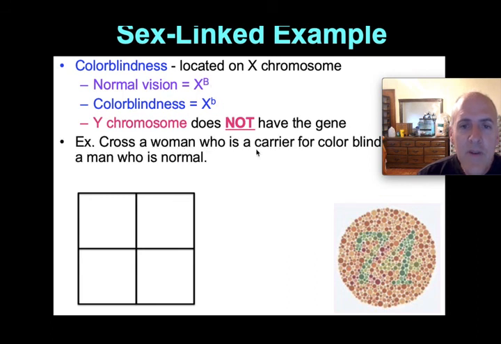So if you cross a woman who is a carrier for color blindness with a man who is normal, so the mother has normal vision and the father has normal vision, but the mother is carrying this recessive gene. So they can get a girl with normal vision, another girl with normal vision, a boy with normal vision, but here you get a boy who is colorblind. See how that works? You could get a girl that was colorblind, but only if the father was already colorblind and the mother was a carrier.